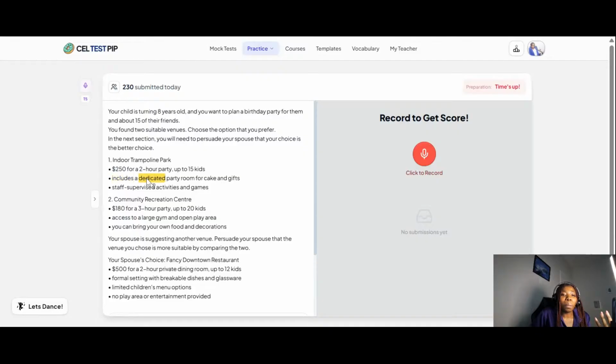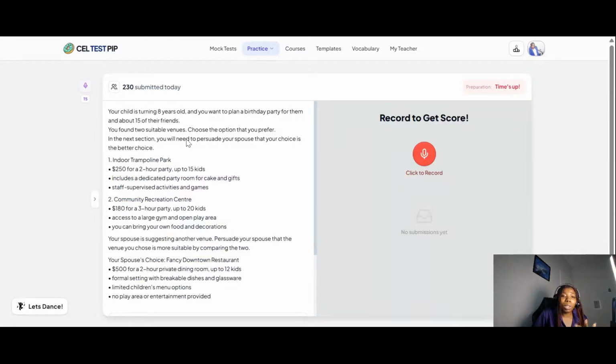You say that you are supporting this because, for instance, if I want to answer this question, this one said your child is turning 8 years old and you want to plan a birthday party for them and about 15 of their friends. You found two suitable venues. Choose the option you prefer in the next section. So it's after you just choose one, because after 60 seconds in CELPIP, they will now bring up another option from somebody else. So these ones are your own option, but you have to choose one. So pick one. It doesn't matter. Don't waste time on it.